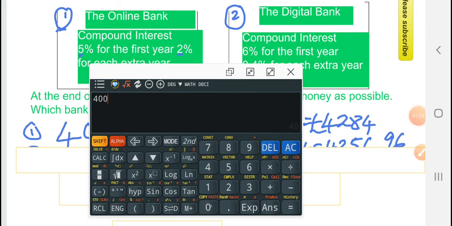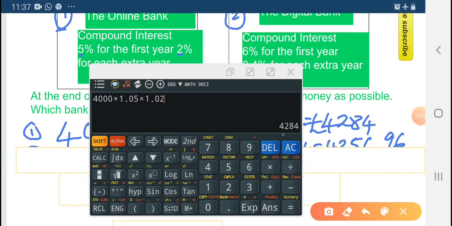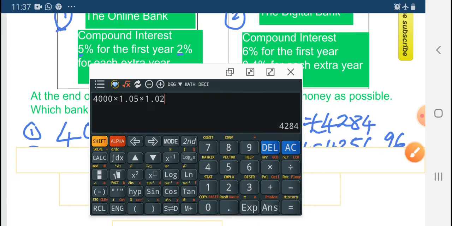So £4,000 times 1.05 times 1.02, which is the interest rate, was 2% for the second year. And as you can see, at the end of the second year, you get £4,284, which we've written down already.